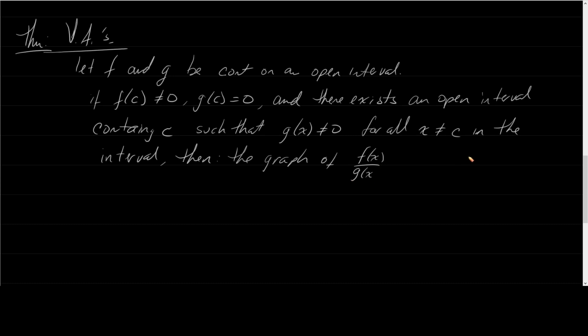so hold on, maybe I'll define that to be a new function here. So the graph of h of x, where h of x is f of x over g of x, has a vertical asymptote at x equals c. So essentially, if the value of c makes the denominator 0, but it does not make the numerator 0, then at that point you're going to have a vertical asymptote.